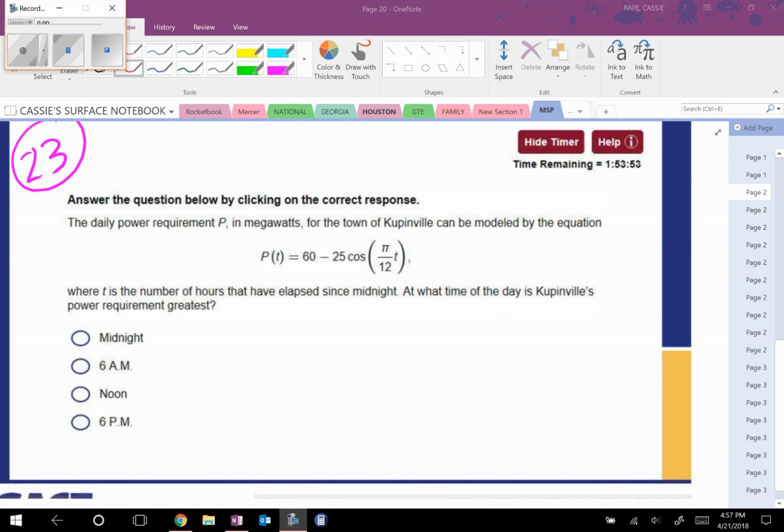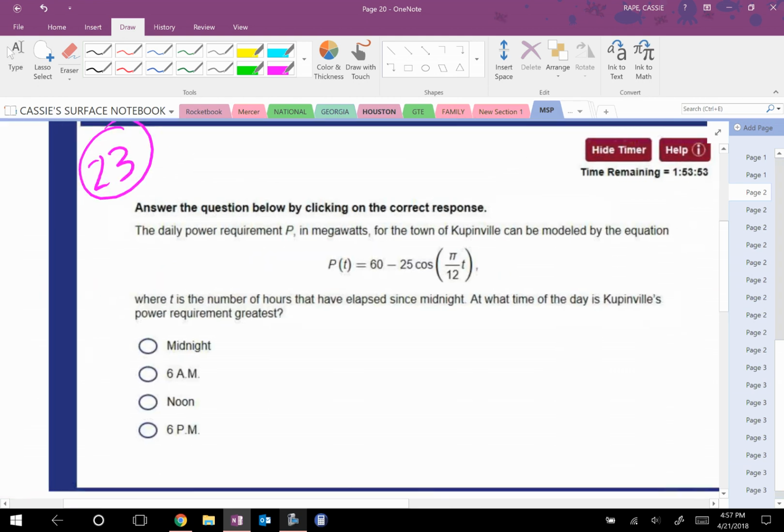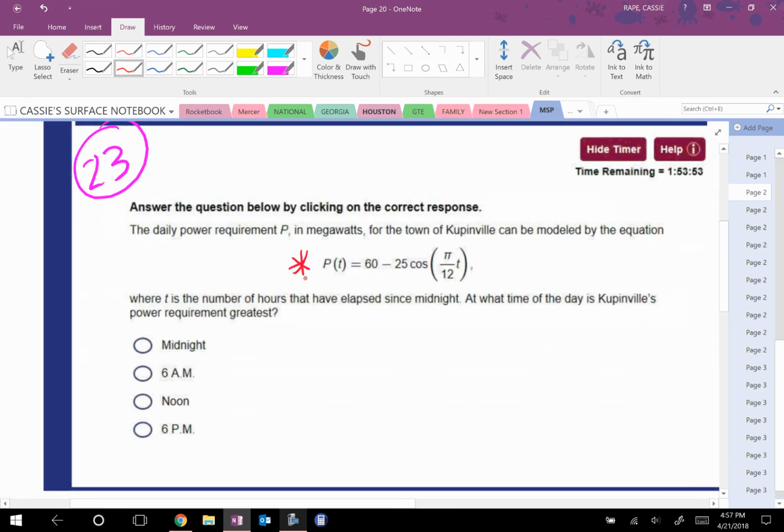Okay, question number 23 on the GACE practice test 023 tells you that you've got this power requirement in megawatts in this town, and it's modeled by this pretty complicated equation where T is the number of hours that have elapsed since midnight. That means, because it's since midnight, that at midnight T equals 0. Then it wants to know when the power requirement is greatest.